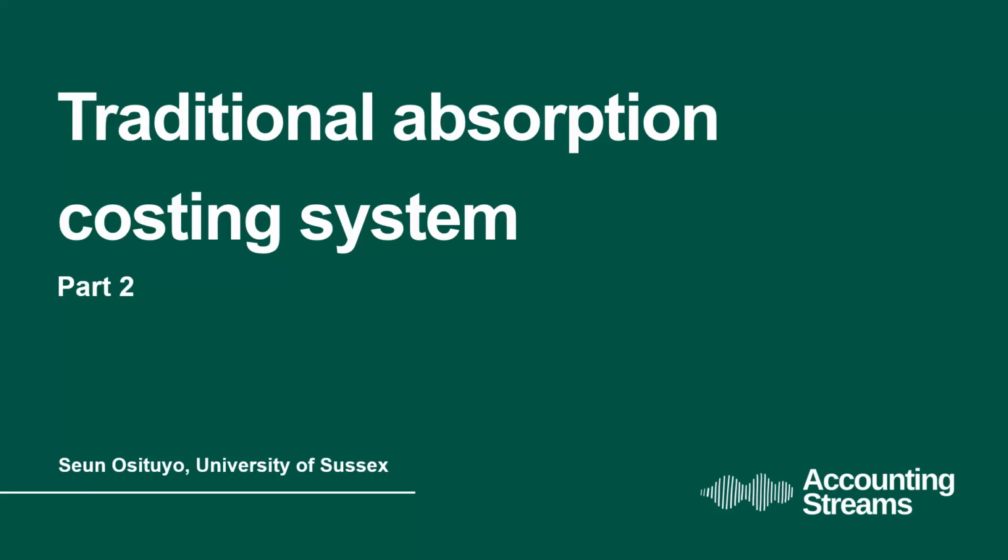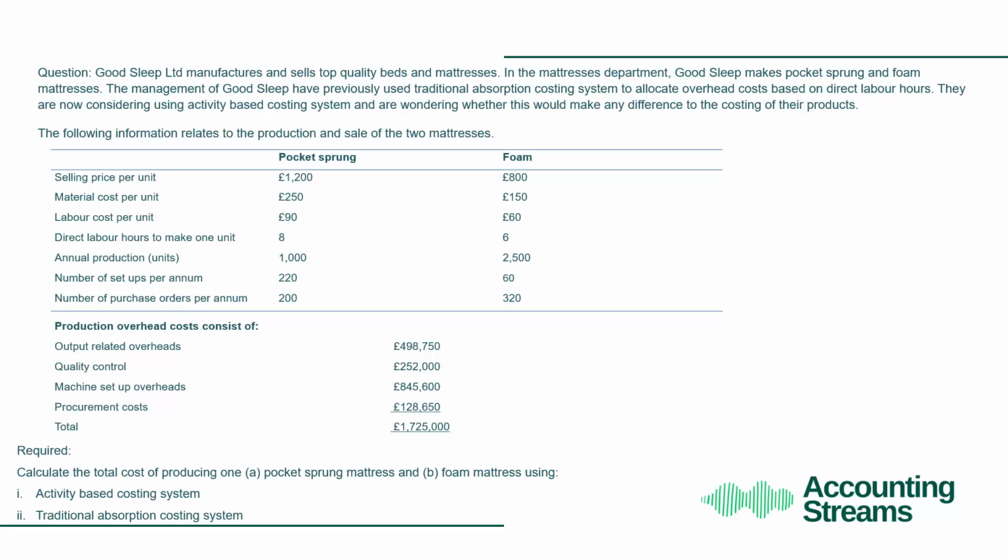In this video we'll be looking at the same question on Good Sleep Limited, and we'll be working out the total unit cost using the traditional absorption costing system. So here's the same question, but we will be working out the total cost of making one pocket sprung mattress and one foam mattress using the traditional absorption costing system. Remember, in the text we mentioned that the absorption costing system uses what we call a blanket rate. The total production overhead cost could be allocated using machine hours or labor hours. We can assume that those are the only cost drivers that we have.